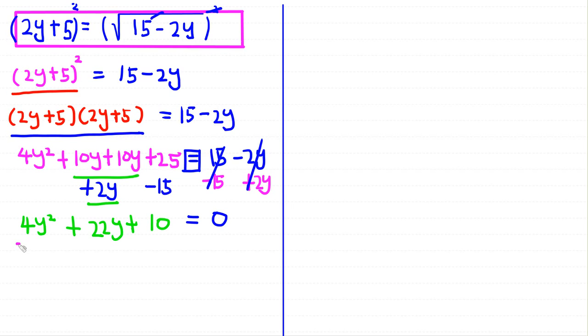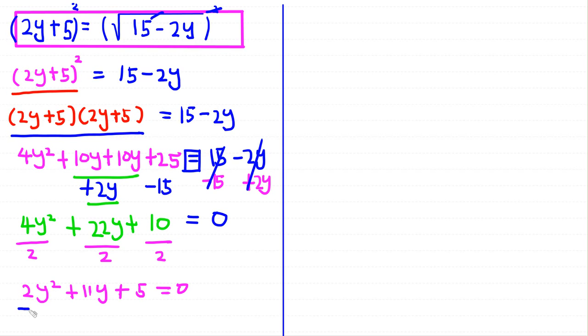And we can simplify more by dividing every term by 2, because the coefficients of each term include 2. So if you simplify this more, we're going to get 2y squared plus 11y plus 5 should be equal to 0. The reason I'm not writing dividing 2 on the right side is because 0 divided by 2 will just be equal to 0.